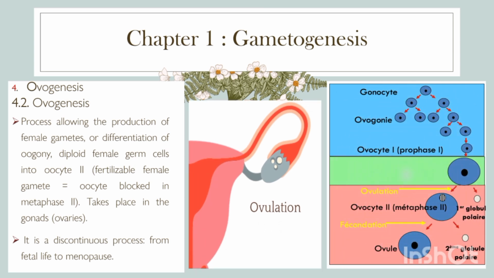Ovogenesis is the process allowing the production of female gametes, or differentiation of diploid female germ cells into oocyte 2, the fertilizable female gamete, an oocyte blocked in metaphase 2. It takes place in the gonads, the ovaries. Ovogenesis is a discontinuous process from fetal life to menopause.